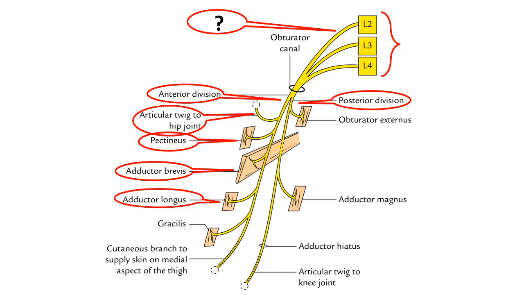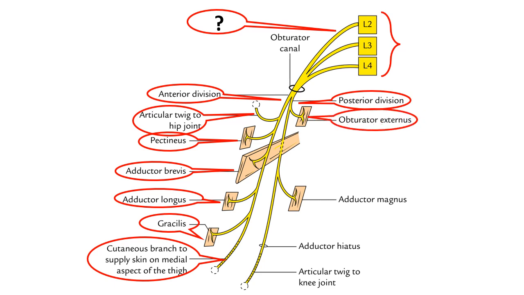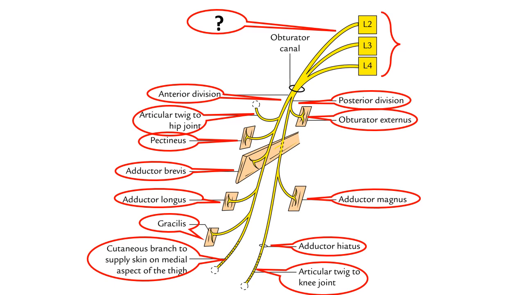It gives a branch to adductor longus, gracilis, and it gives the cutaneous branch to supply the skin on the medial aspect of the thigh. Now, the posterior division is going to give a nerve supply to the obturator externus and the adductor magnus, which also receives double nerve supply, mainly from the obturator nerve, partly by sciatic nerve. Then the nerve enters the adductor hiatus and gives an articular twig to the knee joint, where it ends.